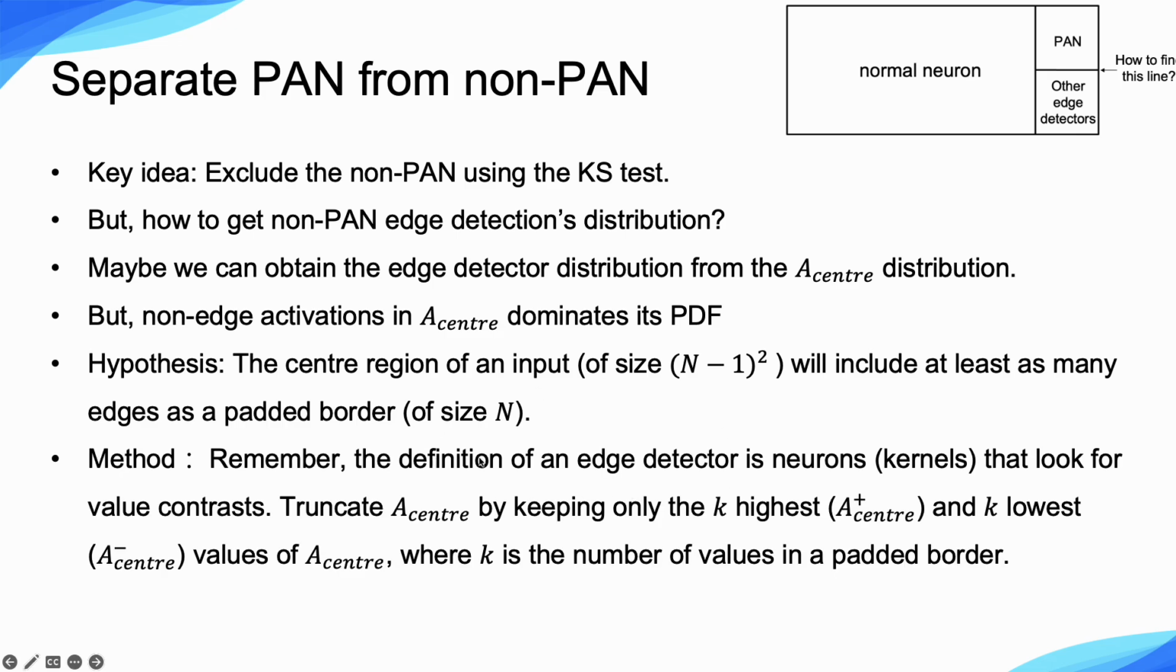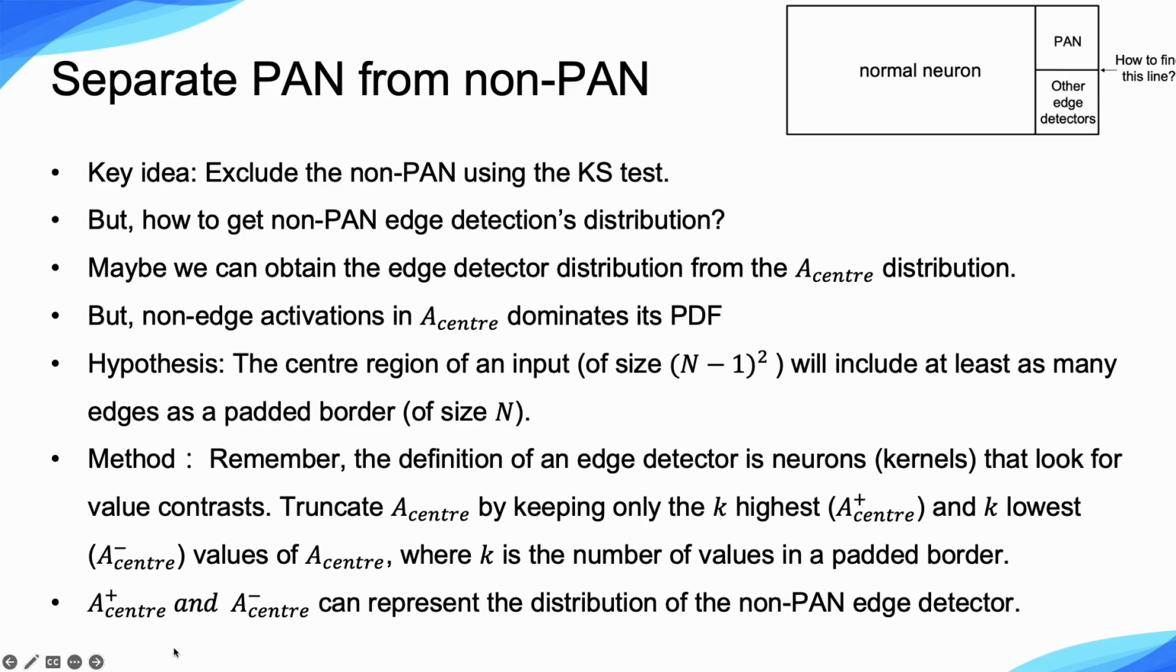Remember, the definition of an edge detector is neurons that look for value contrast. So they truncate a center by keeping only the k highest and the k lowest values of a center, where k is the number of values in a paired border. So the conclusion is that they truncate a center to a plus and a minus center, and these two distributions can represent the distribution of the non-pan edge detector.